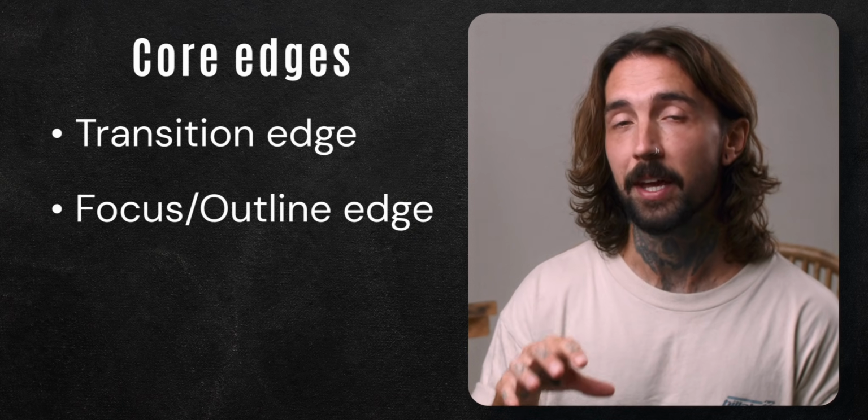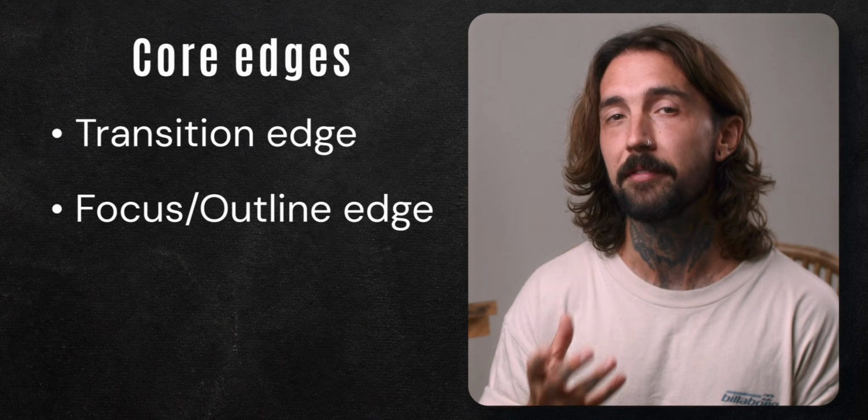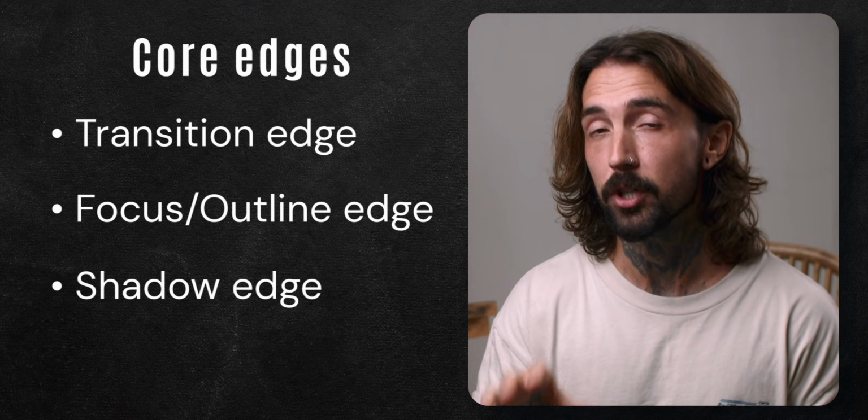You have your focus and outline edges. This is where you have an edge to give an area a starting and stopping point. This is what draws your focus and brings definition to an area. You have your shadow edges. This is something that's really apparent when you have hard lighting on your subject. This is what also really helps with the blocking stage of the drawing.